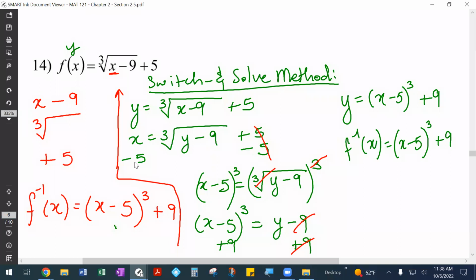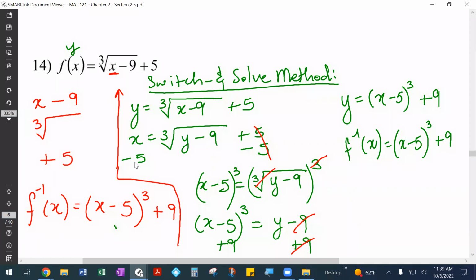So I would say, practice with the shortcut method, see what you're comfortable with. If you don't like it, stick with the switch and solve method because that one will work every single time. And as you can see, we did the comparison here and they both work.